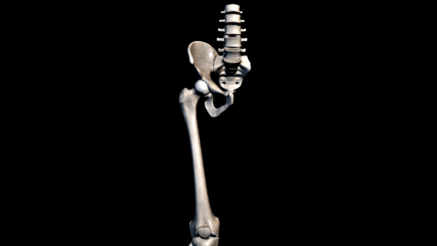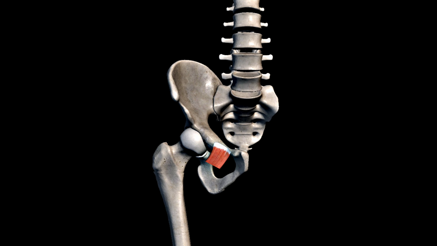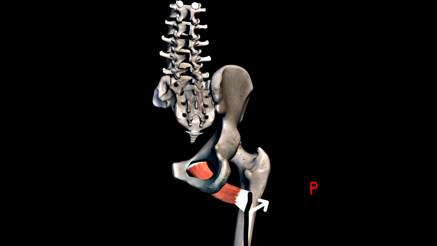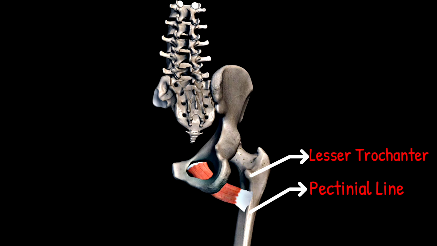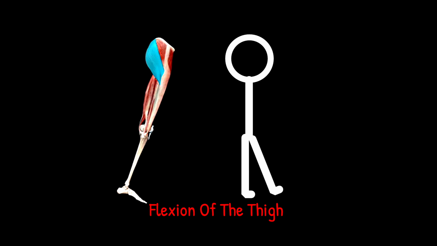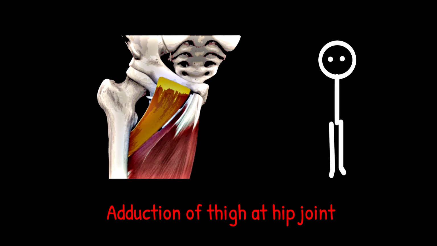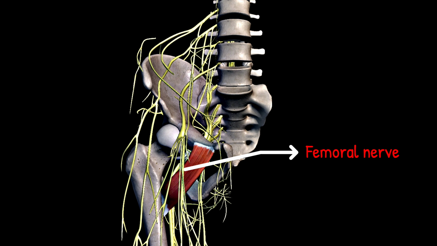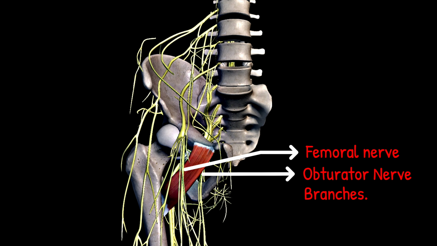The pectineus originates from the superior ramus of the pubis and is inserted at the pectineal line of the femur, just inferior to the lesser trochanter of the femur bone. Its main actions are flexion of the thigh and its adduction. It is supplied by the femoral nerve. It may also receive a branch from the obturator nerve.